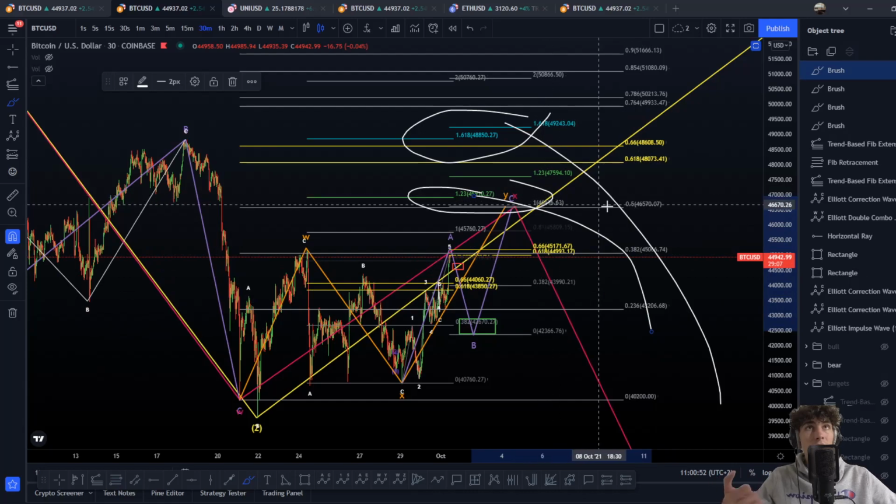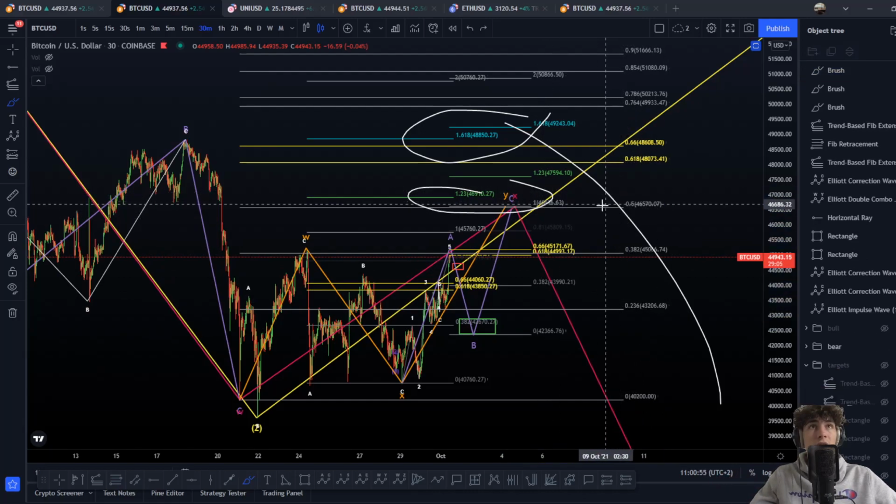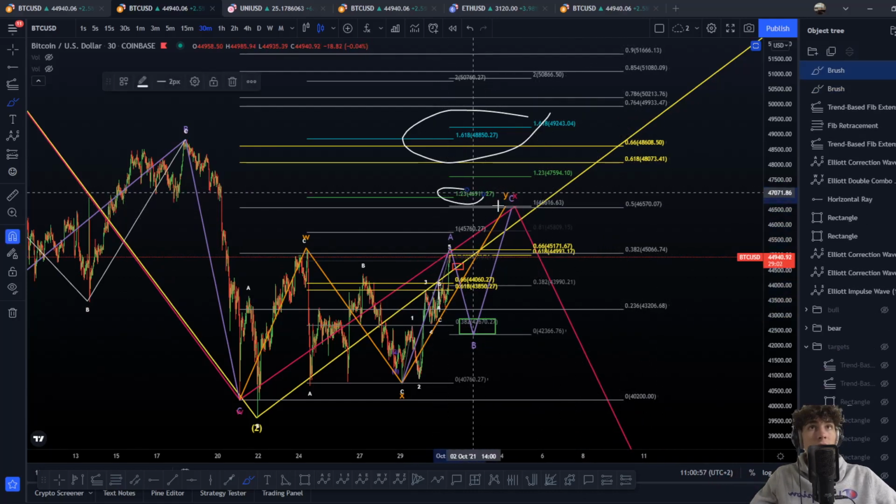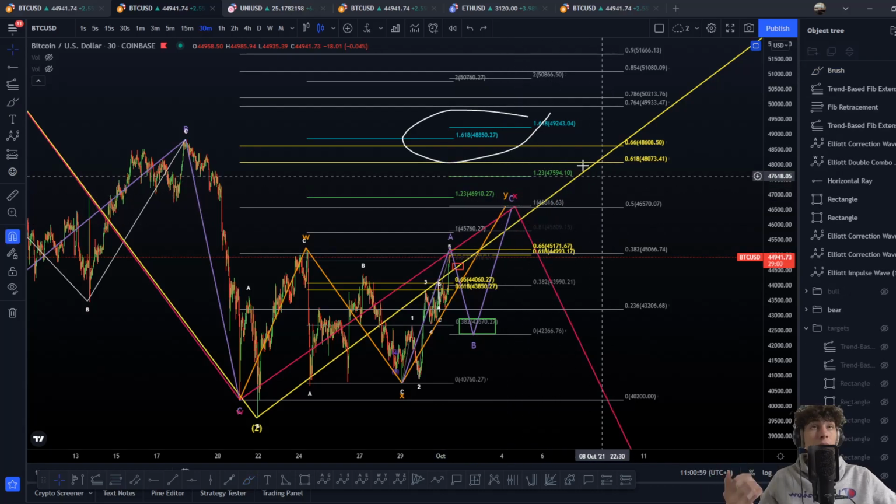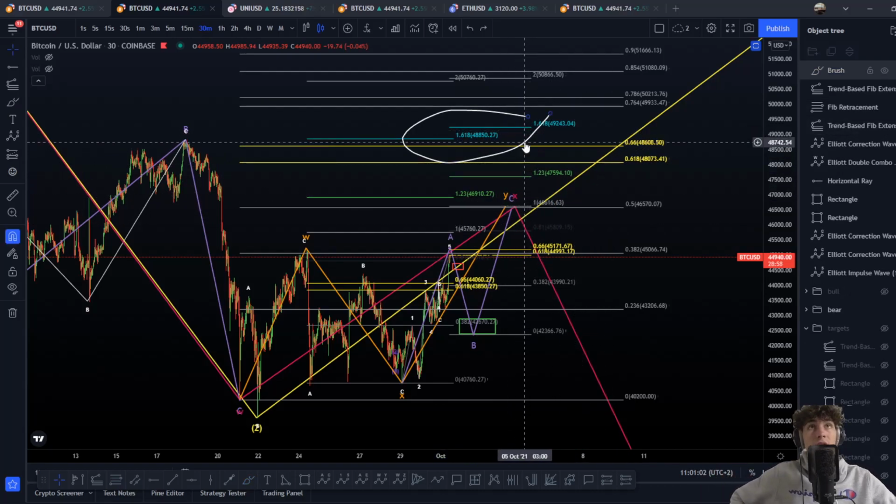And more than that, it will match with a 50% retracement here, as you can see, the 123 here and the 100%. That's why there is also a good target around there. So that's what you have to pay attention to.